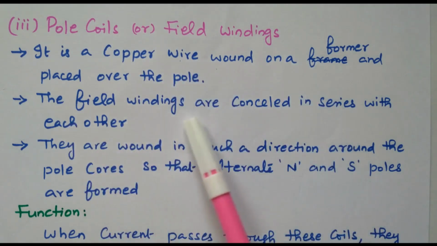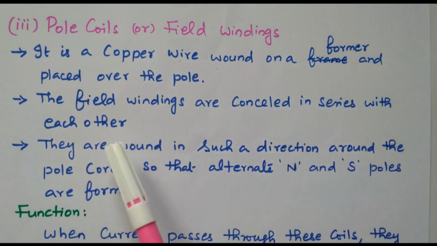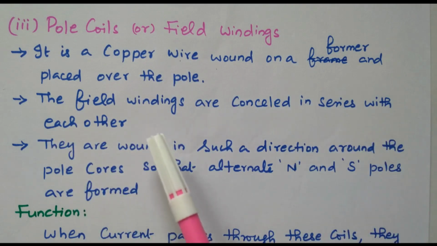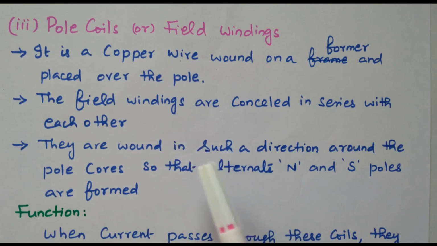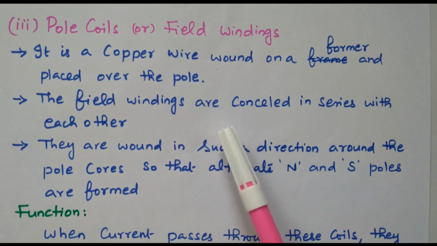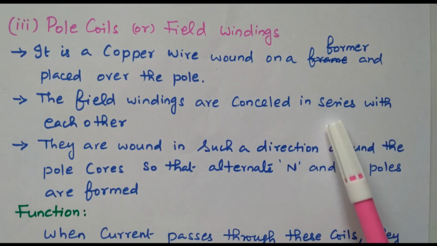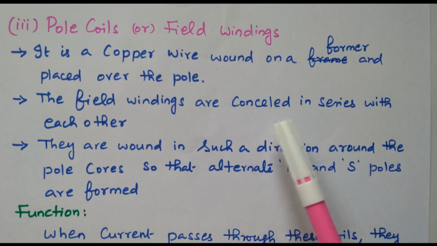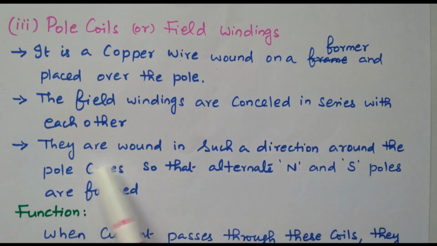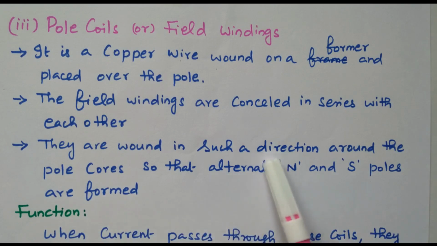The field windings are connected in series with each other. All the field windings are connected together in opposite directions, so that it will produce N pole and S pole alternately. It is not connected in a unique direction. It is an opposite connection, so that the alternate poles are created. They are wound in such a direction around the pole core that alternate N and S poles are formed, right.